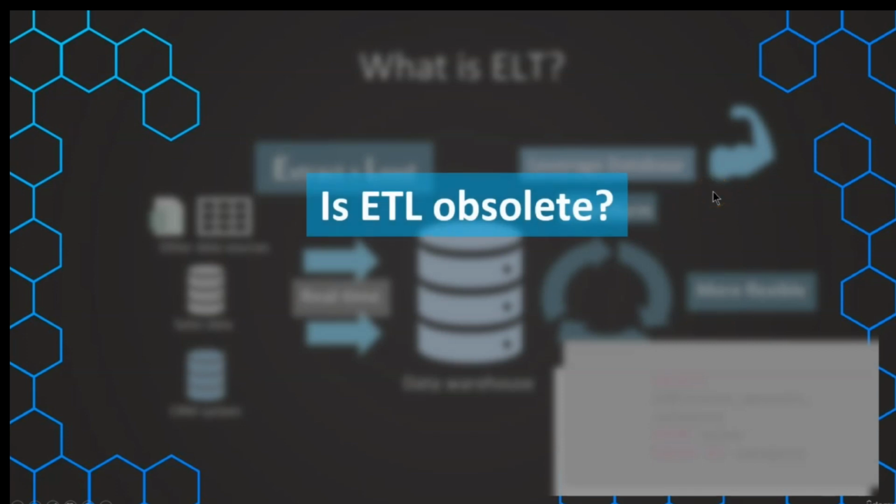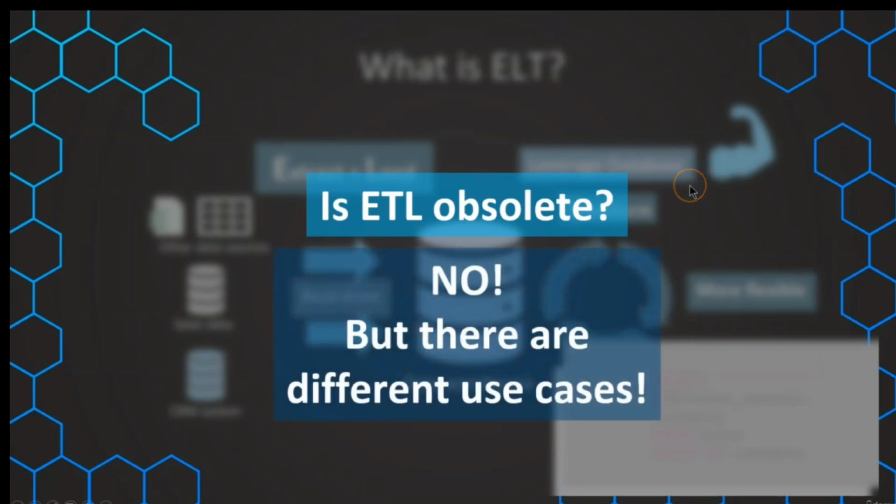But now the question with these benefits: is an ETL now obsolete? And of course the answer is no. An ETL is still the most commonly used process to load and transform the data into our data warehouse, but there can be, in some situations, benefits and some use cases when we want to use an ELT instead of an ETL.